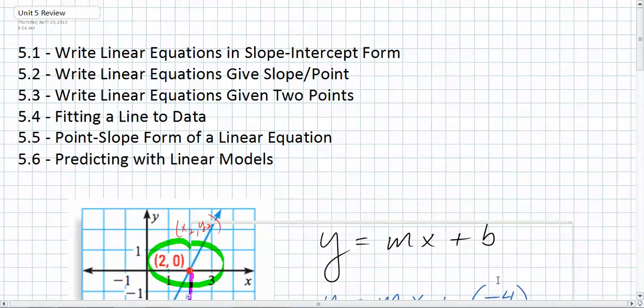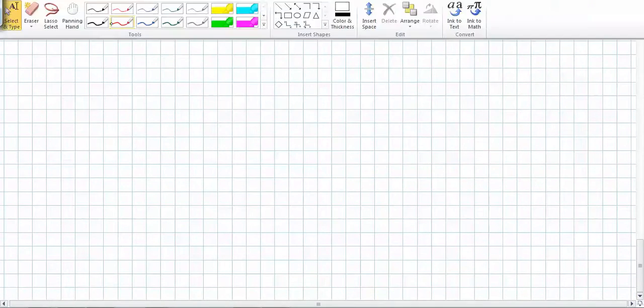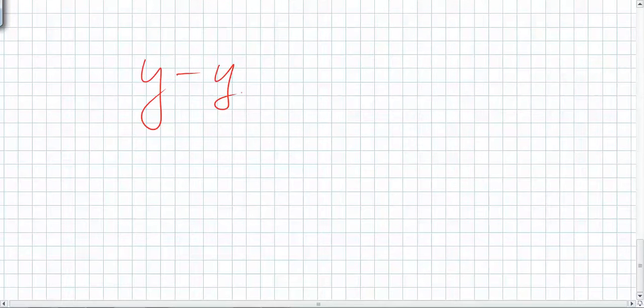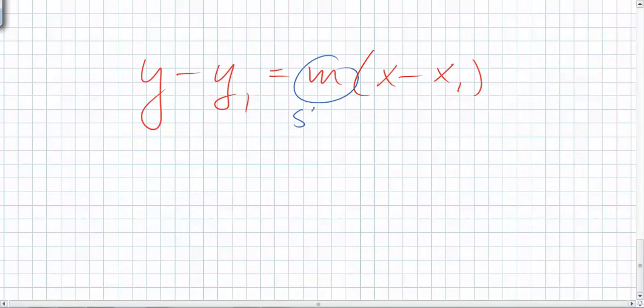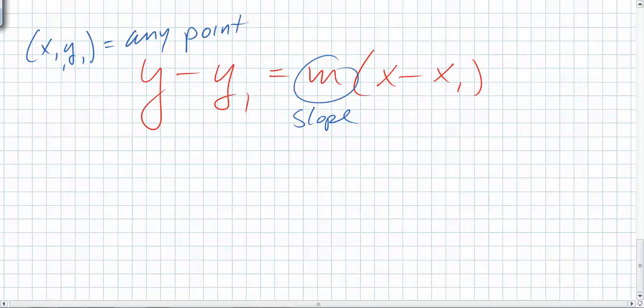We're going to jump to 5.5, point slope form of a linear equation. And this was the equation y minus y1 is equal to m times x minus x1, where m is equal to the slope and x1, y1 is equal to any point on the line. This is helpful because once you get to find any point and have the slope, you're essentially done. You don't have to go any further.